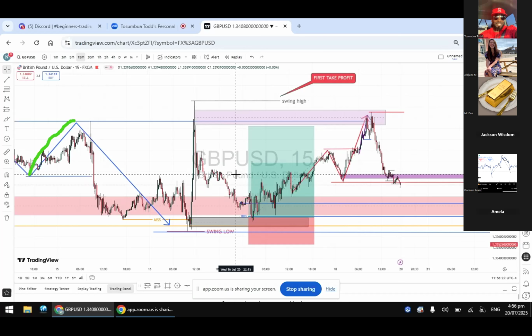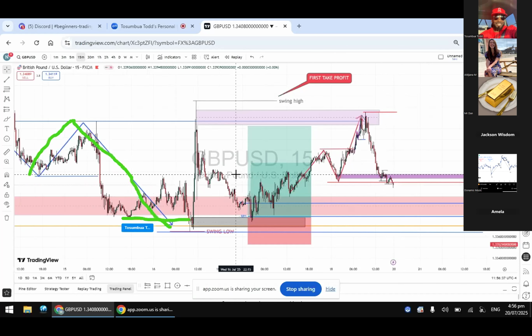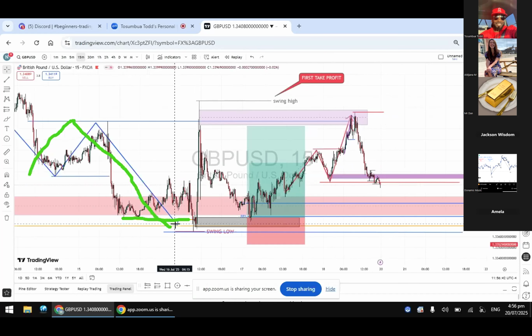If you're saying that this is your swing, like Wisdom has it drawn up, this cannot be a market structure shift. That's not a market structure shift. That's just part of it. Your market structure shift is not until price goes up and breaks a high. Does that make sense?